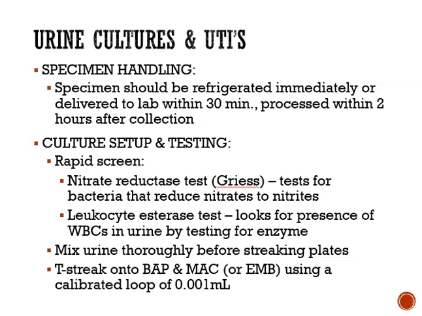So you want to make sure to mix the urine thoroughly before we streak the plates. And this is the only culture type that has a different streaking method than any of the other types of culture. It's called a T-streak. We would inoculate a urine specimen to a blood agar plate and then either the MacConkey or the EMB, because remember, they're interchangeable, using a calibrated loop.